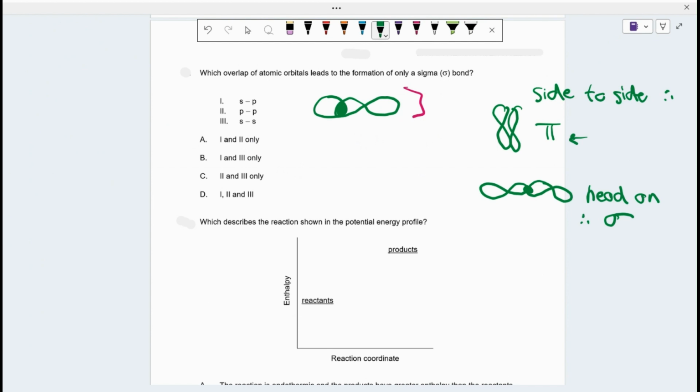And then we have S to S. So that's one sphere, two spheres with that overlap there. So that would be a sigma bond definitely. Up there, this will be a sigma bond definitely. This one depends on whether it's side to side or head on. So we're going to eliminate that. And it's going to be 1 and 3, which is B.